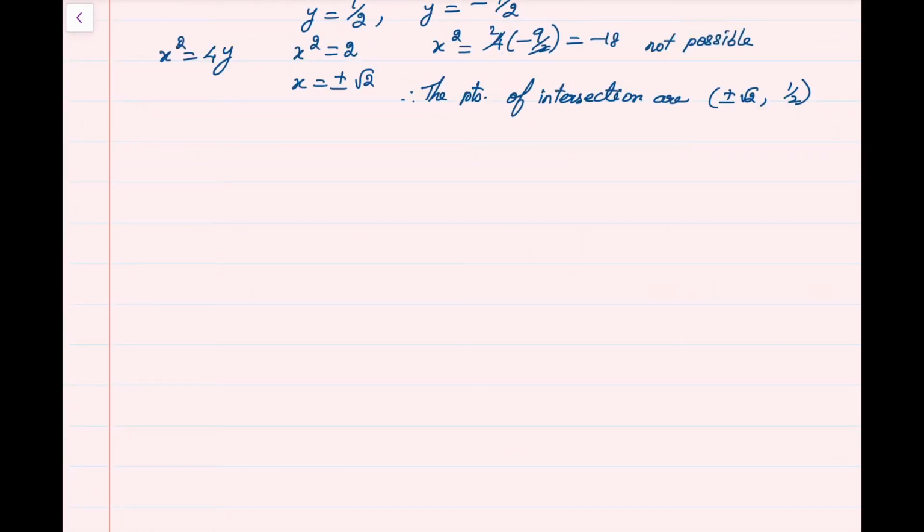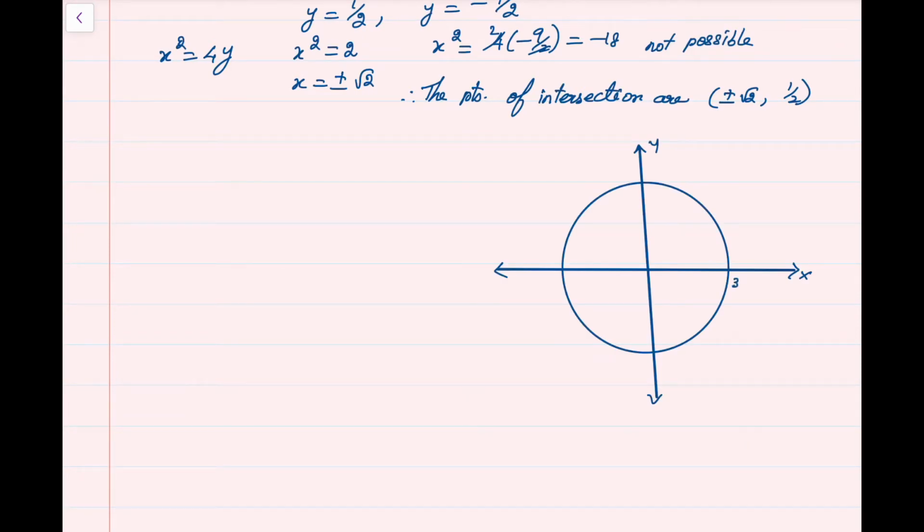Let us draw the figure. The radius of the circle is 3 by 2 units. And this is 1, so half will be here. So corresponding to half, we have points on the circle. This is plus root 2 comma half and this is minus root 2 comma half. The parabola passes through these 2 points of intersection and the origin. We have 3 points to complete the parabola.